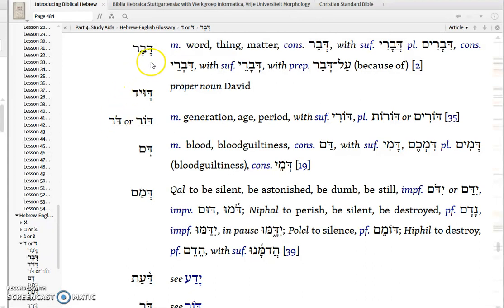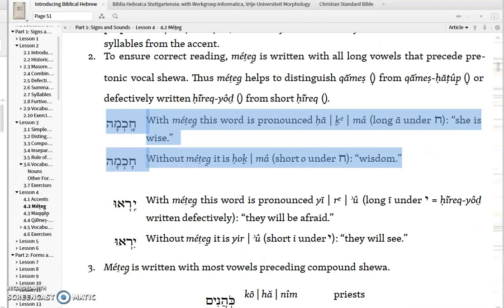So again, if it is in an open syllable and unaccented, then it's long. And if it's in a closed syllable that's accented, it's got to be long. And then earlier when we talked about the metheg, we gave you the example of hakama versus hokma. Here the metheg indicates that's the long A, whereas without the metheg it's more likely, although there are exceptions, to be pronounced hokma and be the noun wisdom as opposed to hakama. But with the metheg it has to be the long A vowel.